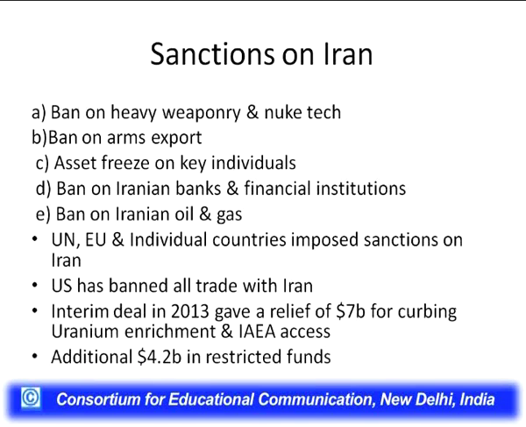The institutions which imposed the bans were the United Nations, the European Union, and of course some individual countries. The US ban was very harsh, because the US banned all trade with Iran except some trade which would benefit directly the people of Iran, or which was for humanitarian purposes like medicines, drugs, and some agricultural items. Except that, Iran had a blanket ban on all kinds of trade.